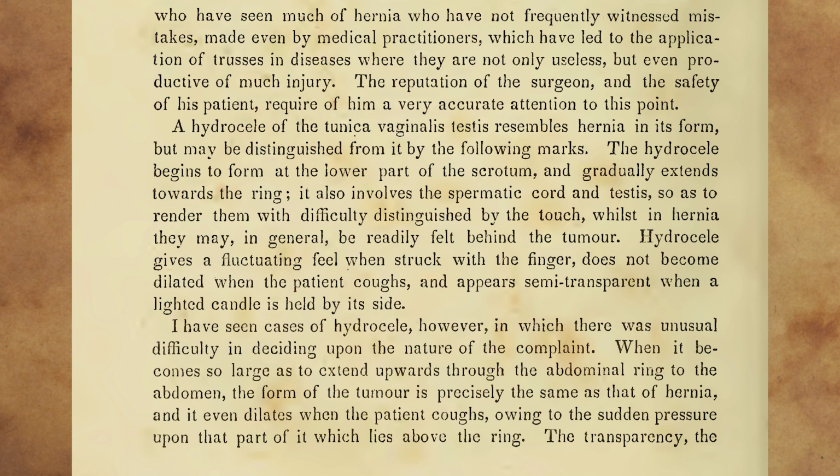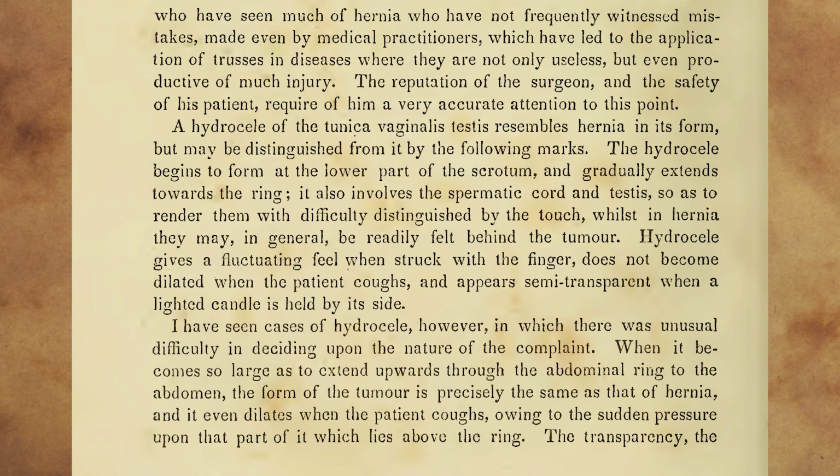attention to this point. A hydrocele of the tunica vaginalis testis resembles hernia in its form, but may be distinguished from it by the following marks. The hydrocele begins to form at the lower part of the scrotum, and gradually extends towards the ring. It also involves the spermatic cord and testis, so as to render them with difficulty distinguished by the touch, whilst in hernia they may, in general, be readily felt behind the tumor.